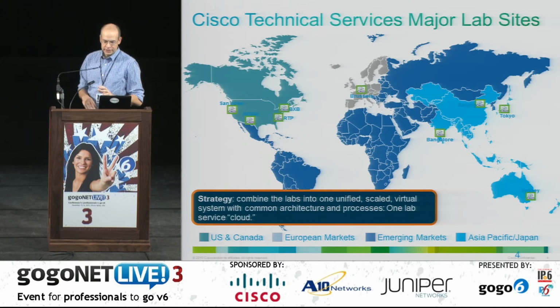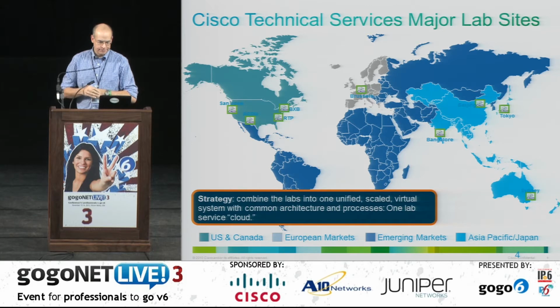This is a quick look at a map of our labs, and major labs, I should say. There's 9 labs here, San Jose and Raleigh, North Carolina, and places like that. We have a lot more labs than this, but just a quick overview. And to reiterate a point I made earlier, the overall goal is to combine the labs into one unified, scaled virtual system, with common architecture and processes. You could call it a cloud, if you will, or even, if you want to get nutty, you could call it lab as a service.